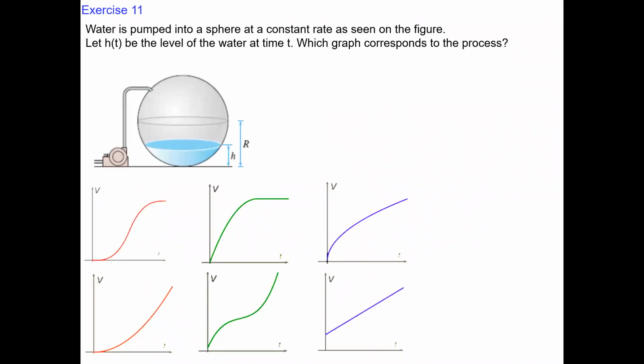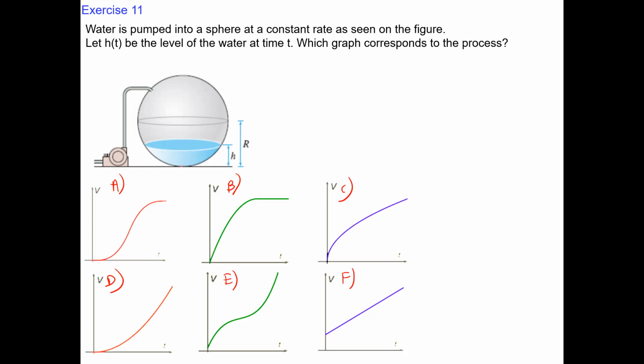This one will probably be quick because we have a similar situation, but it's not a vase, it's just a sphere, and we know where the rate is fastest and slowest, where the size of the increase is getting larger and where it is getting smaller. Water is pumped into the sphere at a constant rate as seen in the figure. Let h be the level of the water at time t. The same thing as the vase. Which graph corresponds to the process? Let's say A, B, C, D, E, and F.